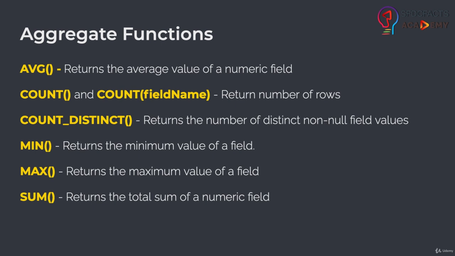Then we have the min function, which returns the minimum value of a field. Then we have max, which returns the maximum value of a field. And then we have sum, which returns the total sum of a numeric field. So let's go back to the developer console and let's try some of these functions.